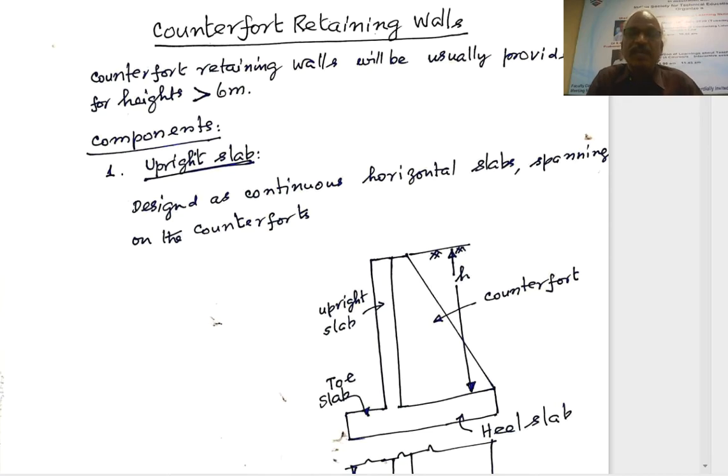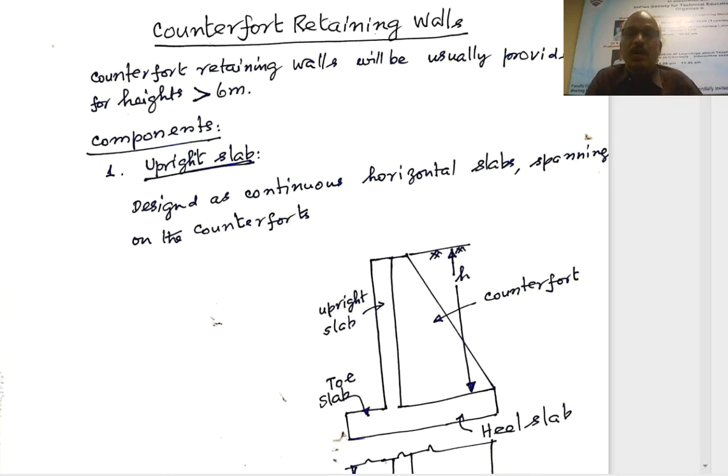So cantilever retaining walls can be used for heights up to 6 meters. For more than 6 meters, it becomes uneconomical because the size of the members will be large, and so generally we'll go for the counterfort retaining wall for heights more than 6 meters.